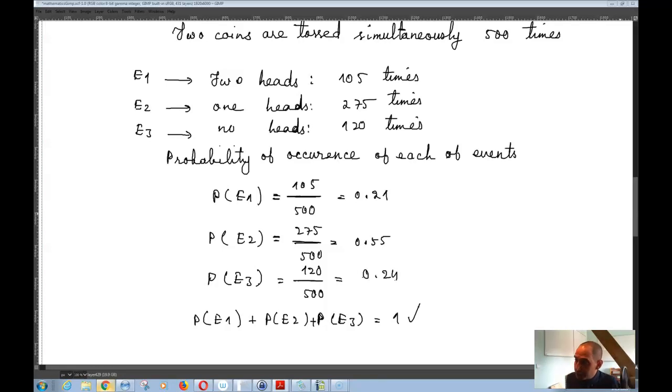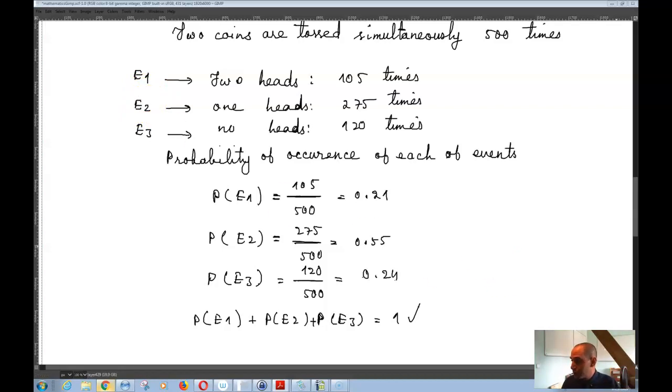And here it says that observe that P of E1 plus P of E2 plus P of E3 is equal to 1, and E1, E2, and E3, these three events cover all the outcomes of a trial. All the possible outcomes of a trial.